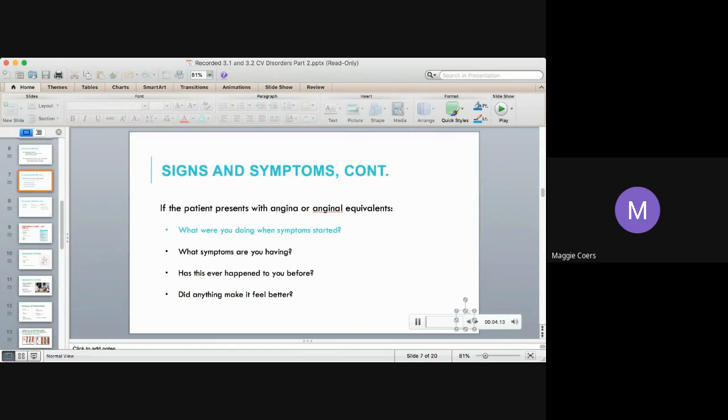So if a patient presents with angina, the most important question to ask them is, what were they doing when the symptoms started? Okay, so if they present with angina or an angina equivalent event, what were you doing when the symptoms started? If they were doing something really hard, like shoveling snow, or they just ran a marathon, they rested, the chest pain went away, or if they took their nitro and the chest pain went away, it probably wasn't a heart attack, okay?